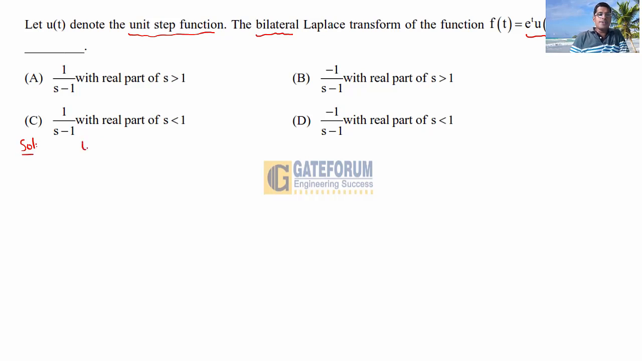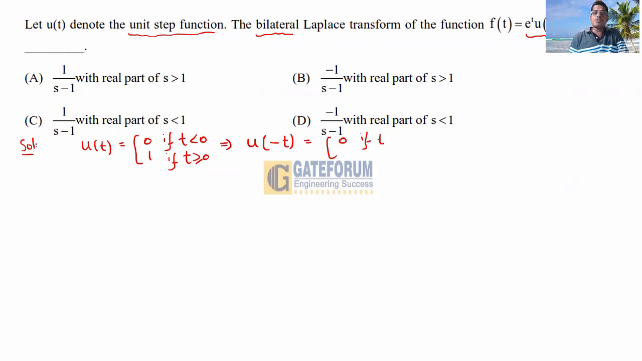Solution. We know that u of t, the unit step function, is equal to 0 if t is less than 0, and 1 if t is greater than or equal to 0. Which implies, when t is replaced by minus t, you will get u of minus t, which is equal to 0 if minus t is less than 0, meaning t is greater than 0, and 1 if minus t is greater than or equal to 0, meaning t is less than or equal to 0.